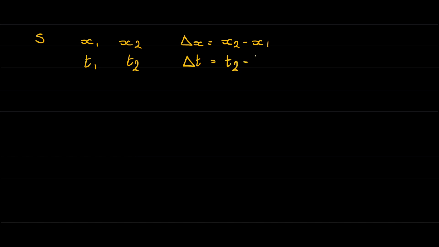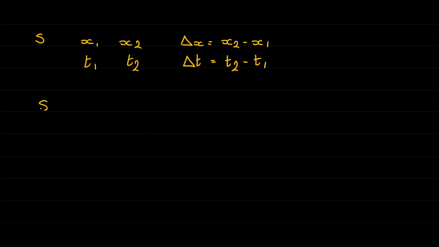S sees two events, and those events are at locations x1 and x2. And so they say the separation in space, so the spatial distance between those two events, let's call that delta x, is simply the difference in those positions, so x2 minus x1. Similarly, they measure the time of those two events, t1 and t2, and they say the time interval between those two events, so how far apart they are in time, is given by delta t equal to t2 minus t1.